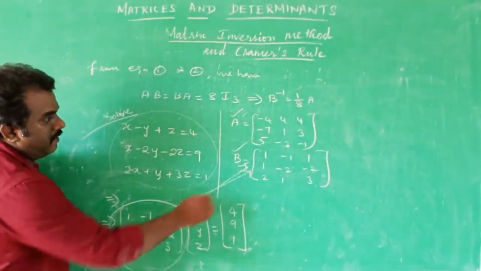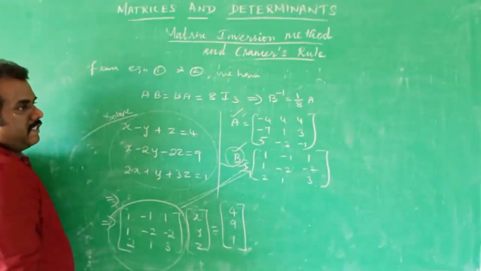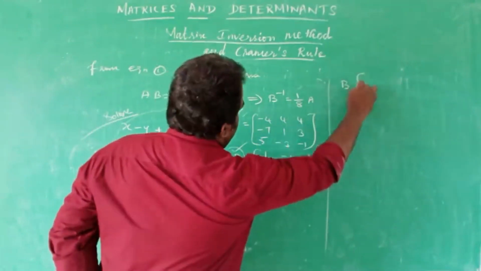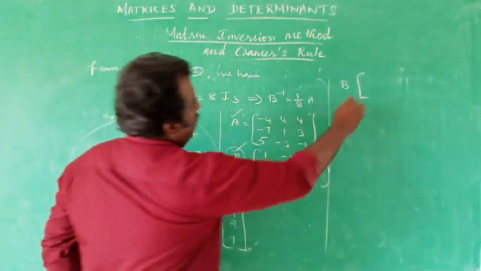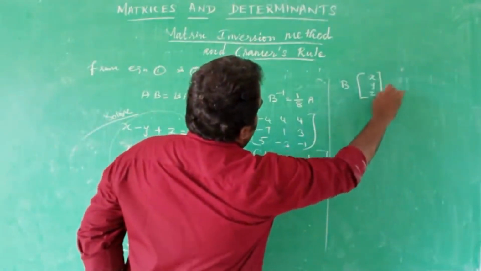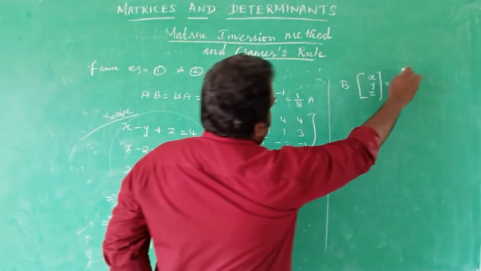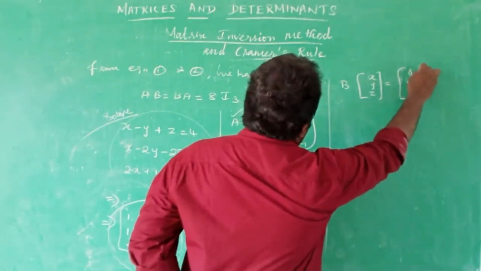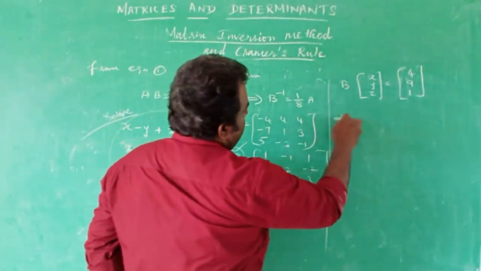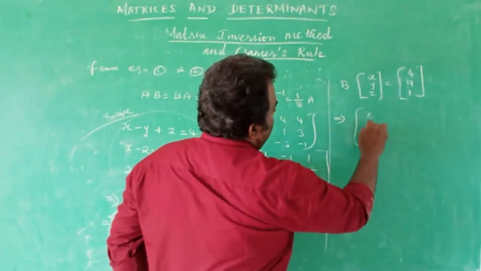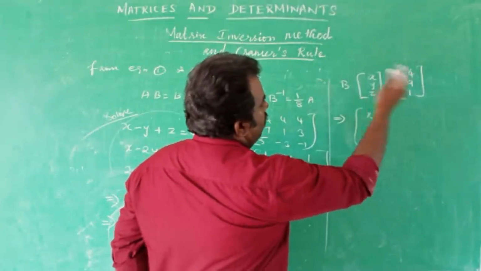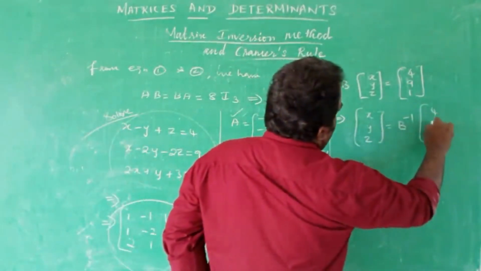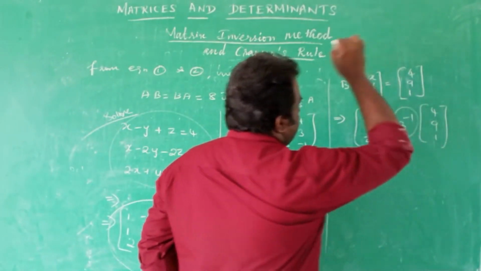So this can be replaced by the matrix B. So this can be written as B into x, y, z, the three unknowns, is equal to the column matrix containing the values 4 9 1. So which implies, how to find x, y, z? The B can be taken to the right hand side, indicated as B inverse. The B inverse of 4 9 1. Now this is the key point.